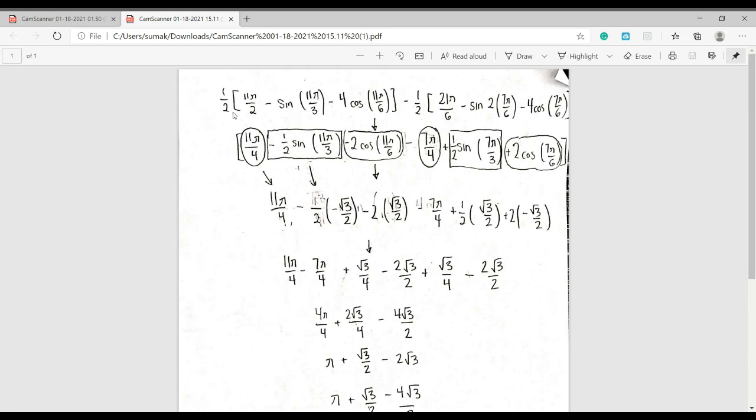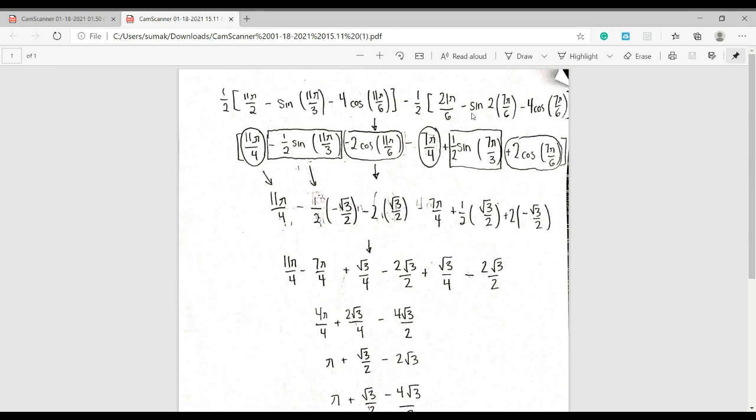So right here we have this equation, which I just took from this right here, and we want to simplify it. So we want to distribute the 1/2. We have 1/2 times 11 pi over 2, and that's 11 pi over 4. And then 1/2 times minus sine 11 pi over 3 gives us negative 1/2 sine 11 pi over 3. Then 1/2 times negative 4 cosine 11 pi over 6 gives negative 2 cosine 11 pi over 6. So all we're doing here is just distributing.